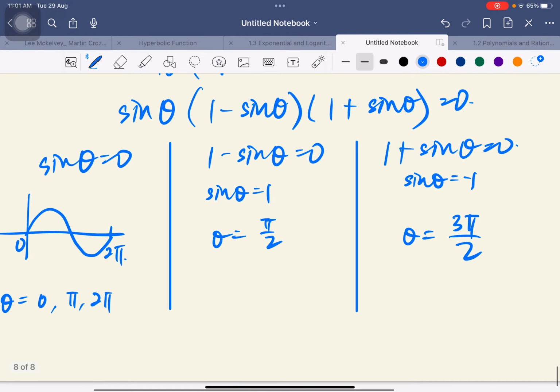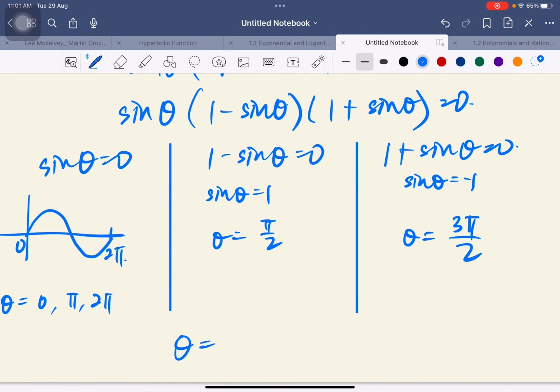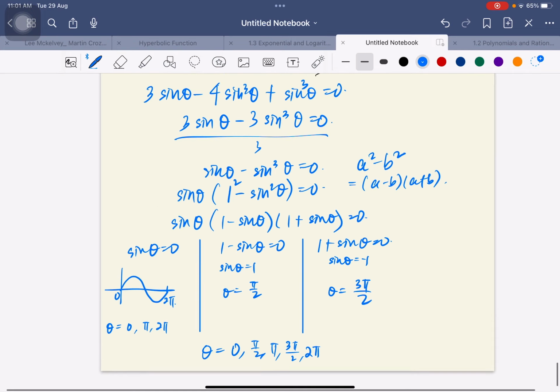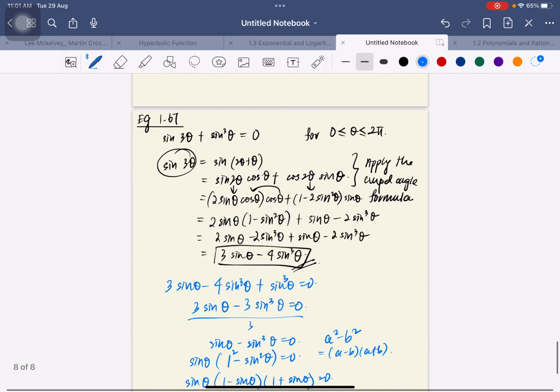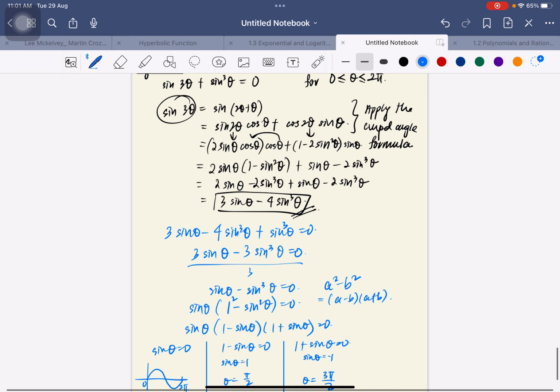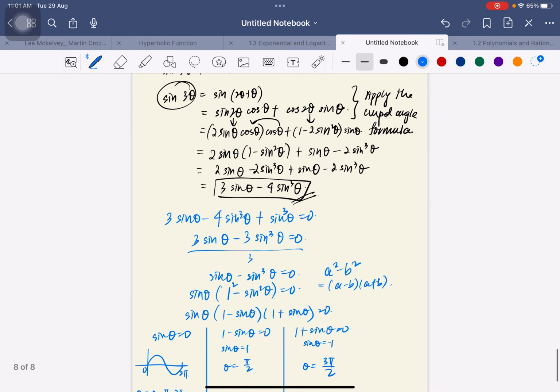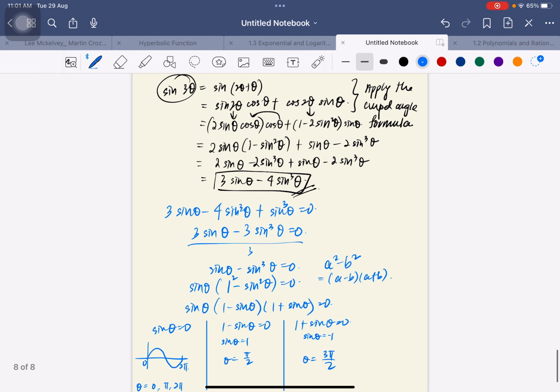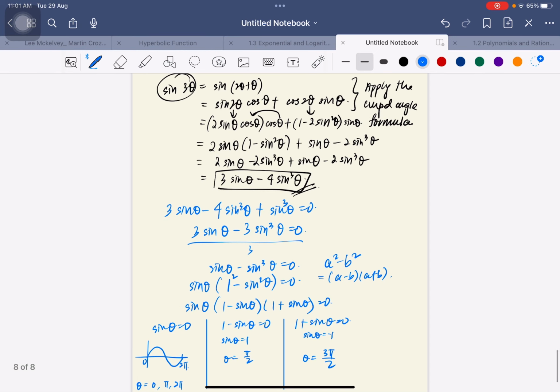Okay, so the answer, theta equals, I'm just going to arrange in ascending order: 0, pi by 2, pi, 3 pi over 2, and 2 pi. Just add everything up, take everything. So this is the solution for example 1.67. It's a little bit challenging because we need to first write sin 3 theta in terms of sin theta, without the 3 theta.